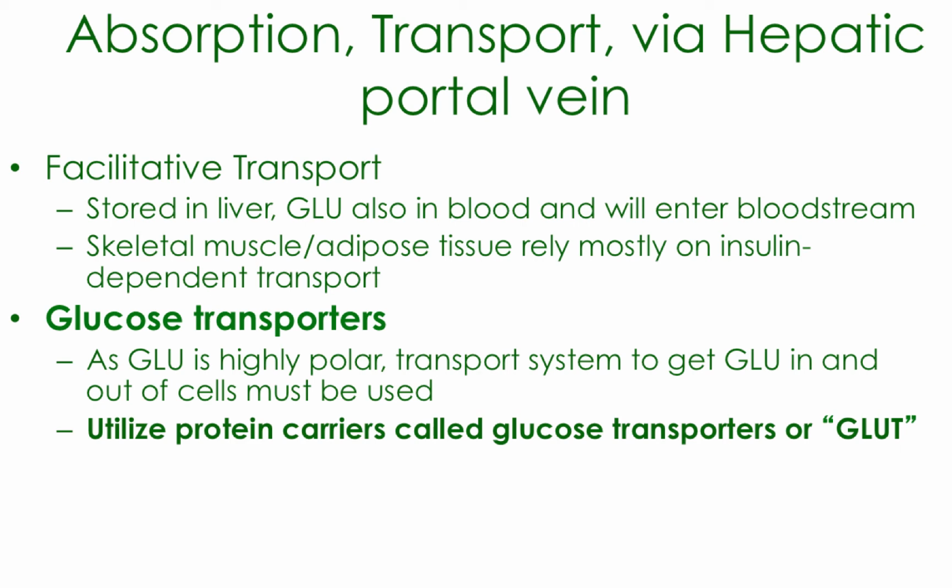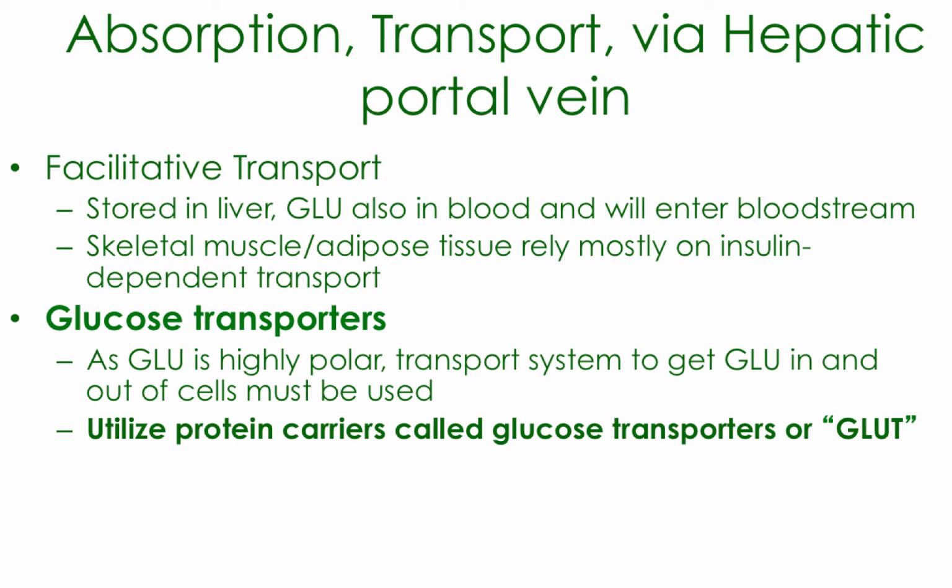And once again, facilitative diffusion or transport, we've already talked about that, so we're good to go. I'll say more about it, but in terms of the glucose transporters, these are very special. They're highly polar, as glucose is highly polar. It's a transport system to get glucose in and out of cells, all kinds of cells in the body, not just the enterocyte, but all cells in the body actually.